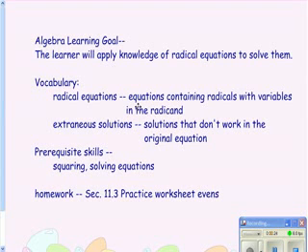Radical equations is our first vocabulary term. Equations containing radicals. In other words, they have square roots with variables in the radicand, so they have variables underneath those square root signs. Extraneous solutions are solutions that don't work in the original equation. When you solve these, you will sometimes get a solution for the equation, but if you plug it back in, it doesn't work. Those are extraneous solutions.